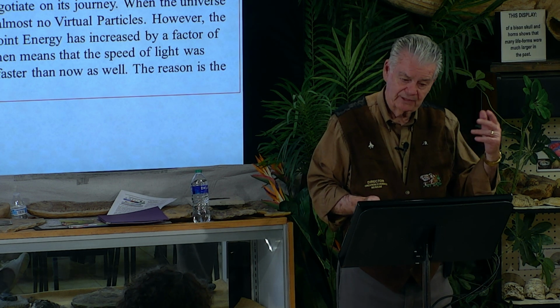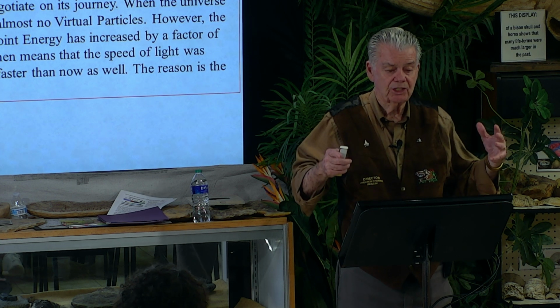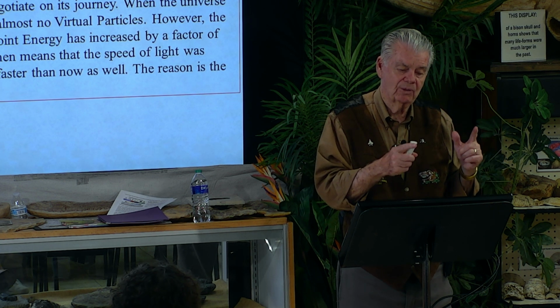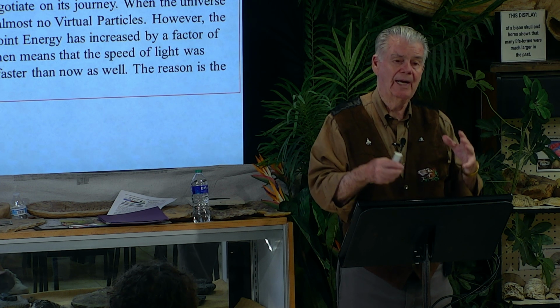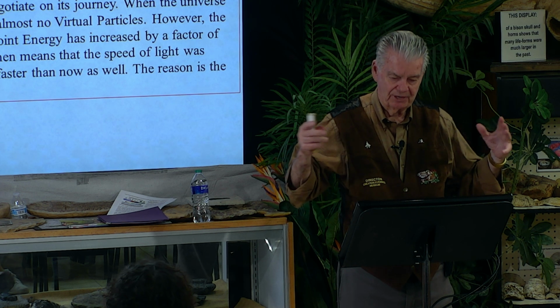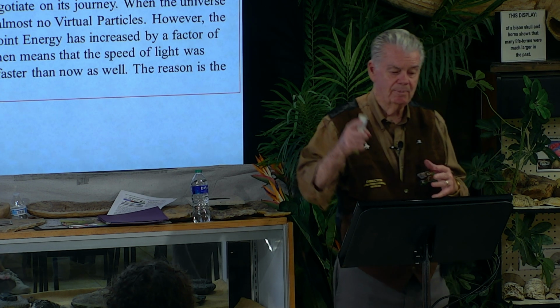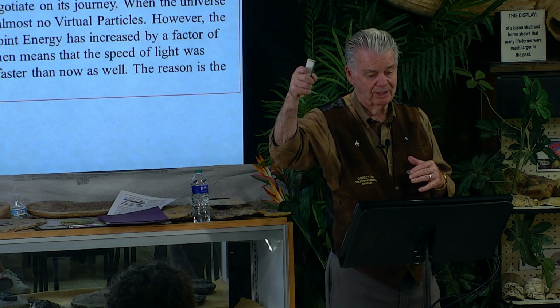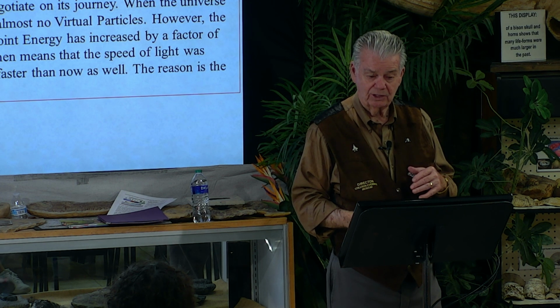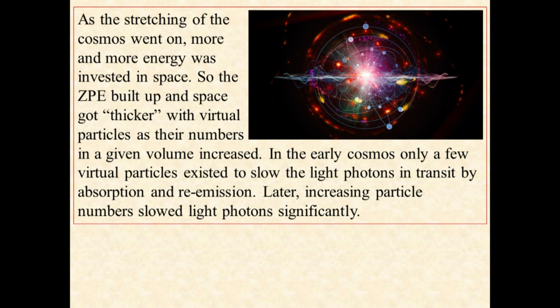However, the fact that 0-point energy has increased, and we know the factor by which it has increased by the energy present and by the dimensions of space, means that the speed of light was initially much faster than it now is. The reason is the expansion of space. As the stretching of the cosmos went on, more and more energy was invested in space, so the 0-point energy built up in space got thicker with virtual particles as their numbers in a given volume increased.